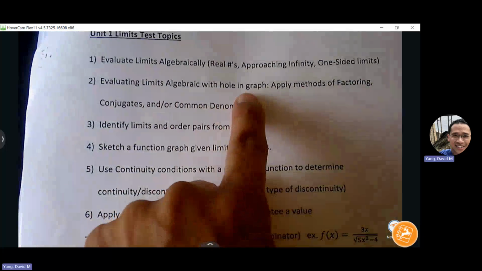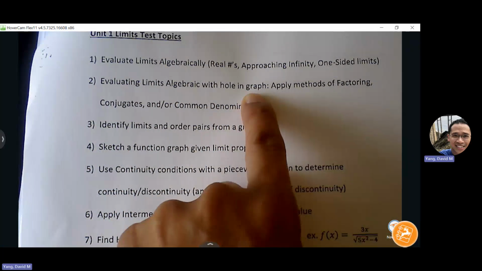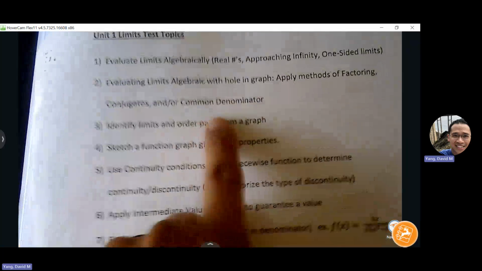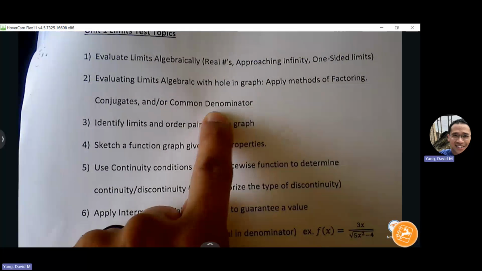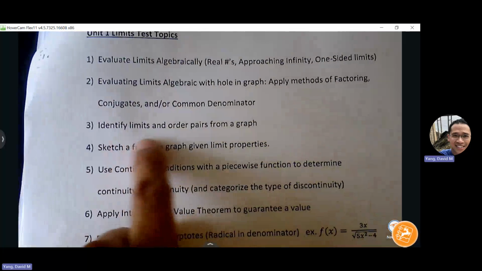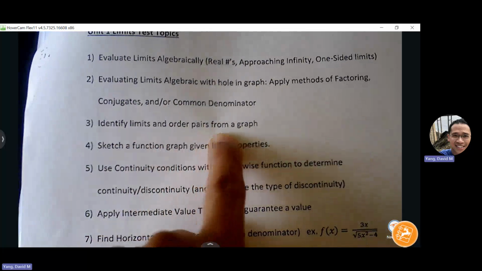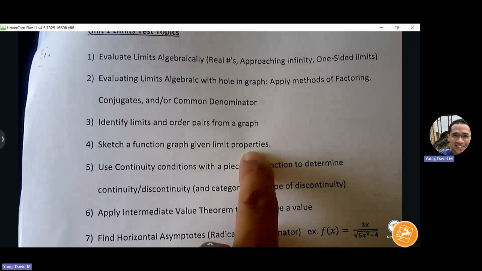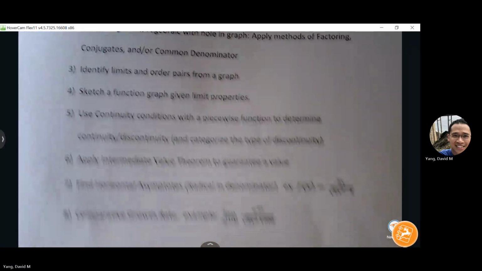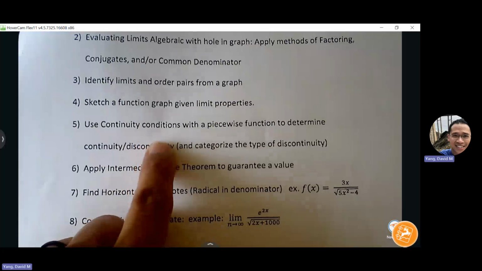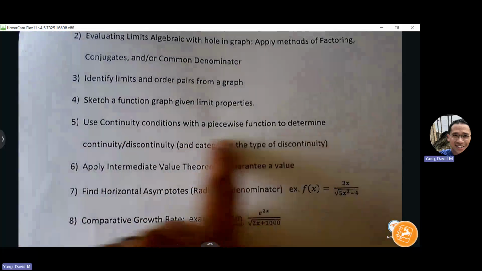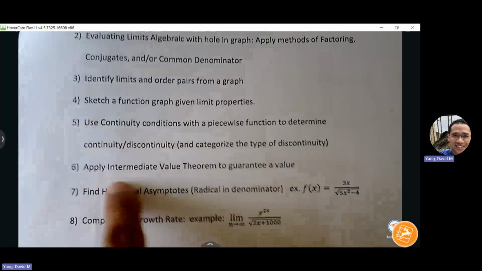Evaluating limits algebraically with holes in the graph. So this is what showed up on the quiz: factoring, conjugates, common denominator. So make sure that we review through our quiz. Identifying limits and ordered pairs from a graph. We did that on the quiz. Sketch a function graph given limit properties. You did that on the quiz as well. Use continuity conditions with piecewise functions to determine continuity, discontinuity. We spent a day on that, so we'll come back to that in our review.